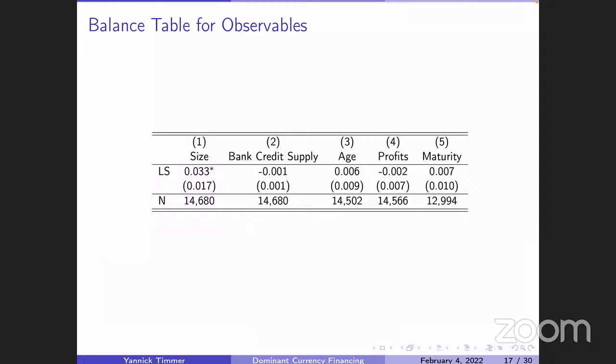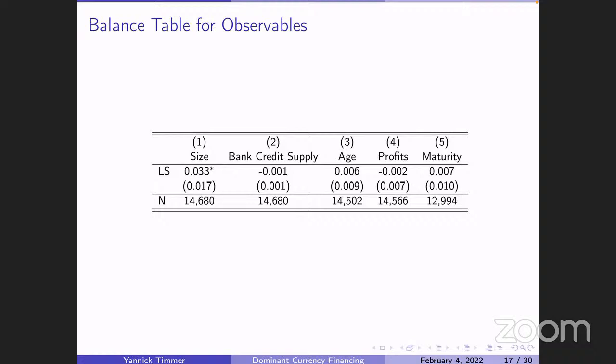And here we test for that, and we look into whether this liquidity shock is correlated with other firm characteristics, such as the size, whether they experience different credit supply shocks, whether they are of different age, whether they have different profits before the depreciation, and whether the average maturity is different. Of course, their maturity structure must be different, but the average maturity is actually not different.